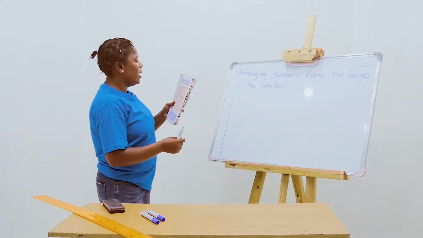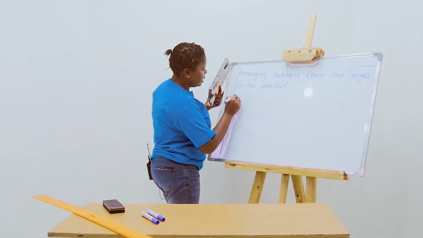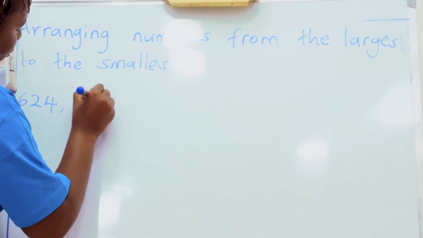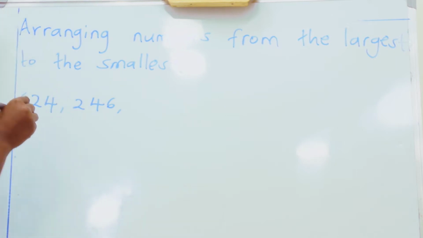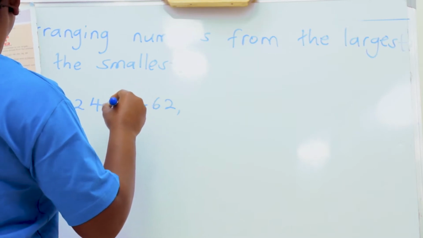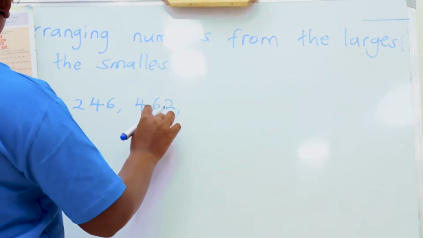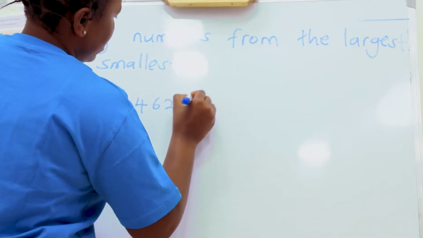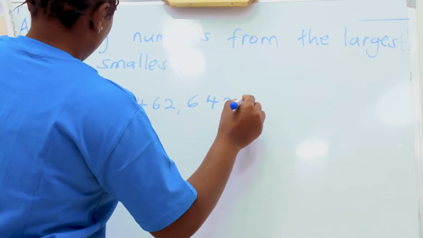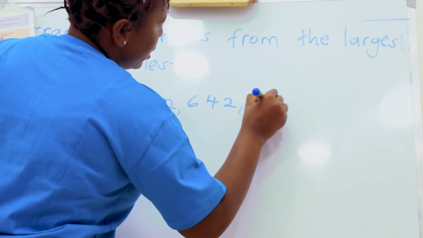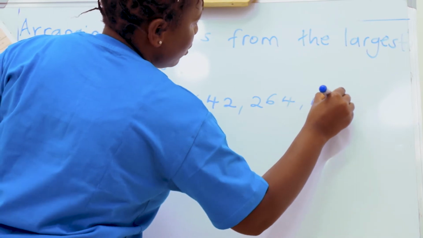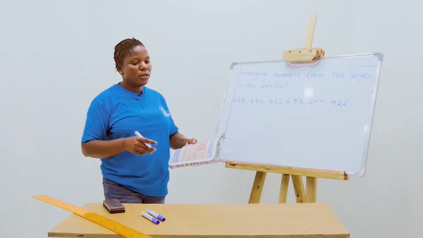I have numbers here: 624, 246, 462, 642, then 264, and our last number is 426.